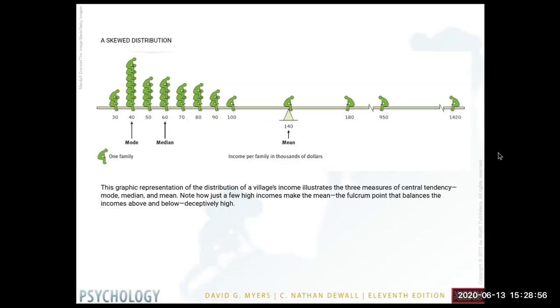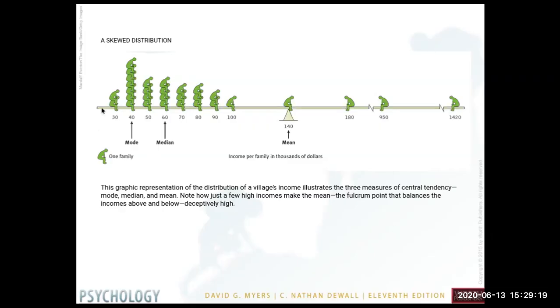And those 3 extreme scores, or at least 2 of those 3 extreme scores, can really move the mean out here. When almost everybody in the neighborhood makes less than $100,000 a year, if your average is $140,000, this is a really misleading distribution, right? So this graphic representation of a village's income illustrates the 3 measures.